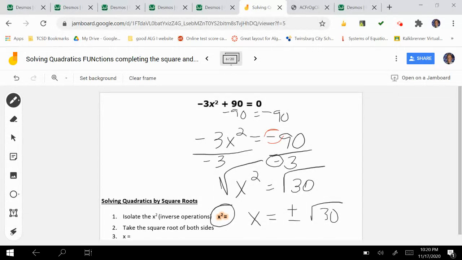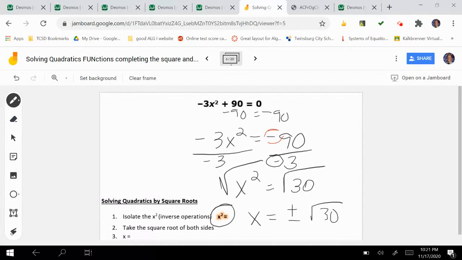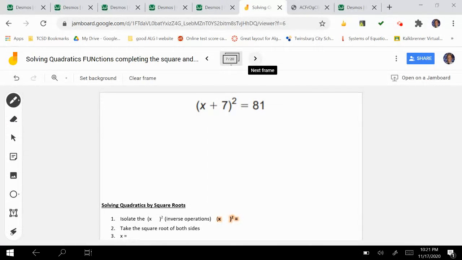If you look for equivalent forms, anything that you put in, as you can see, it's going to get you that decimal, 5.47722557505. Okay? So anything that's equivalent obviously is going to make that decimal appear to that value. All right. So now we have something a little bit crazier.